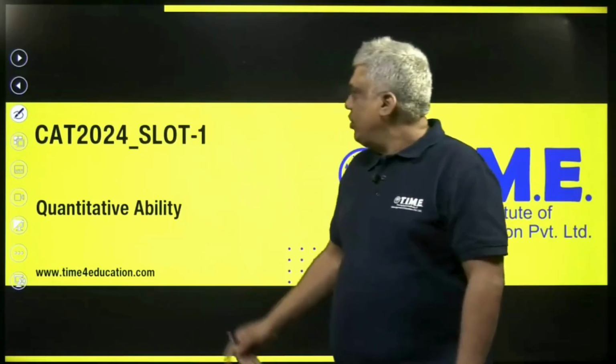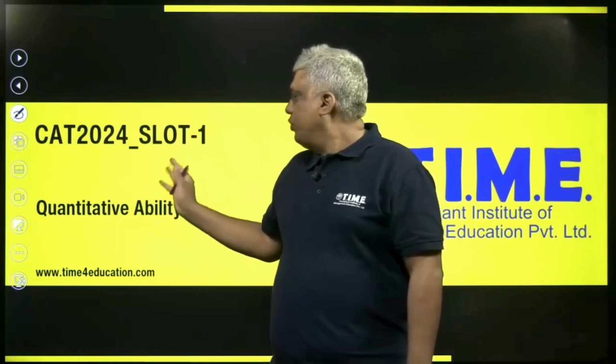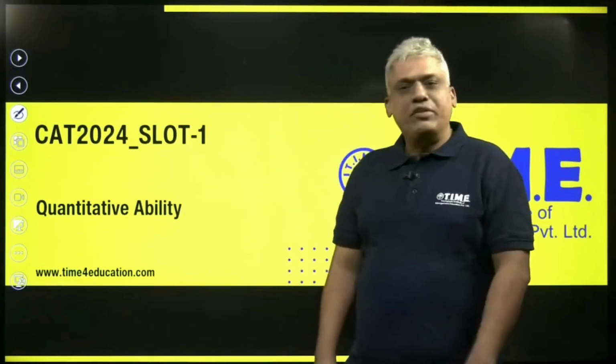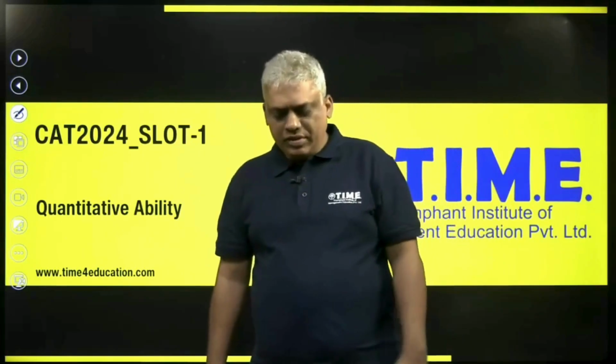Hello. Let's solve CAT 2024 slot 1 quantitative ability questions. There are 22 questions. Let's see one by one.